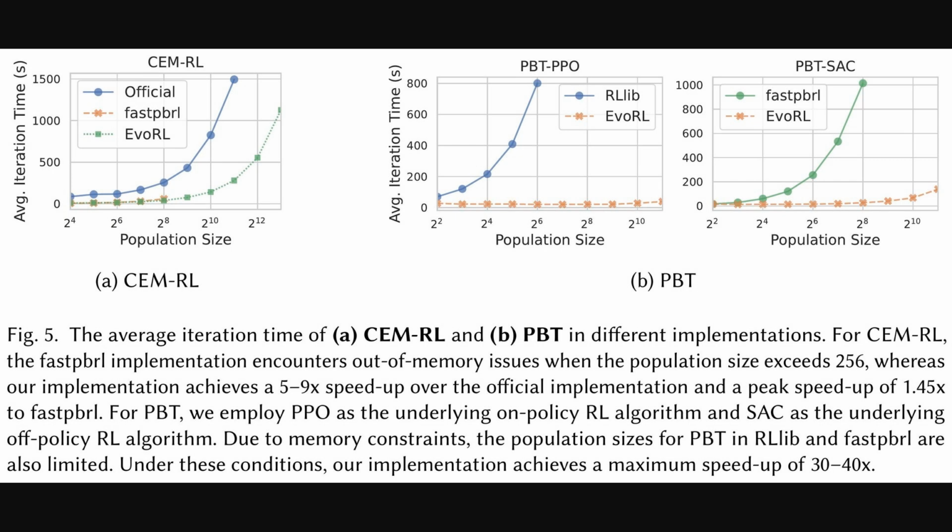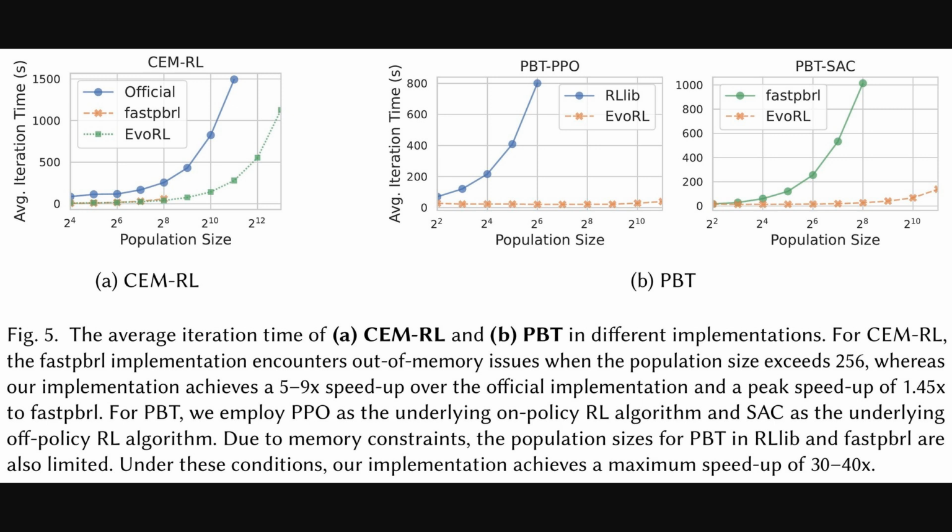Okay, so now with Figure 5, we're looking at similar speed comparisons, but this time for different types of algorithms. We have cross-entropy method reinforcement learning in Part A, and population-based training in Part B. For cross-entropy method reinforcement learning, EvoRL is much faster than the official version, and also outpaces another framework, FastPBRL, especially as population size increases. You can see FastPBRL hits memory issues, but EvoRL scales well.